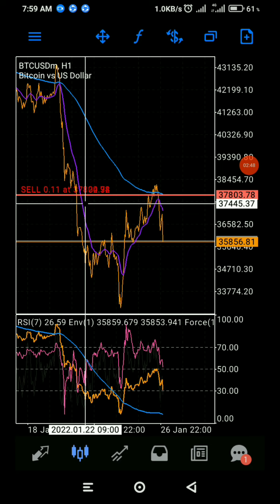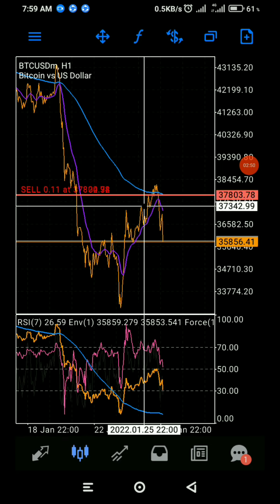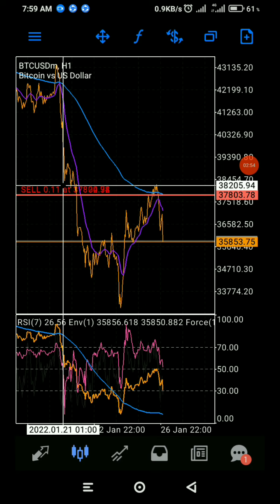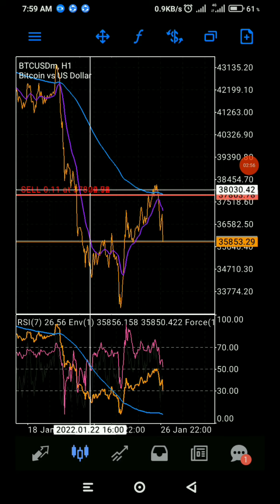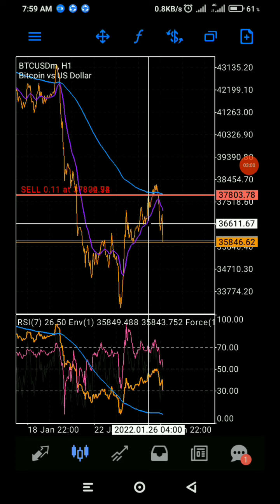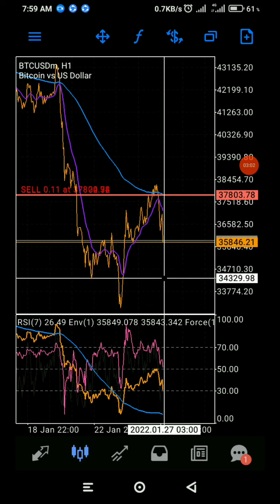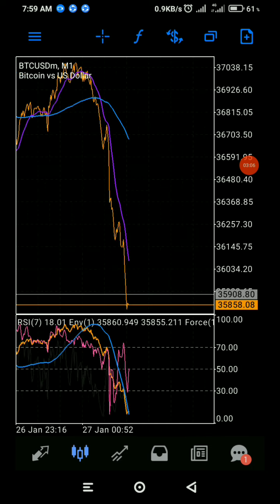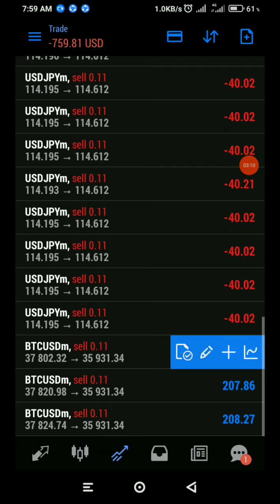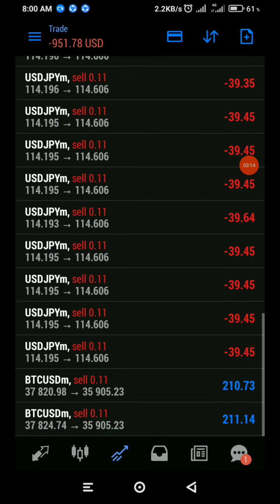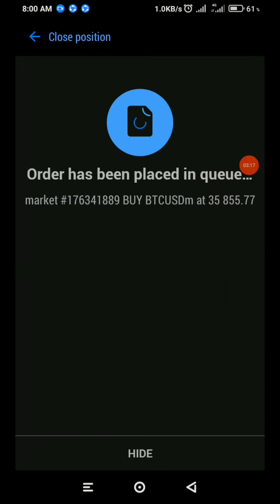So this is the H1 chart, and here, as you see, price is coming down from here, and then it's reacting at this area, and then again coming down. So I'm taking profits from the rest of the entries of Bitcoin.